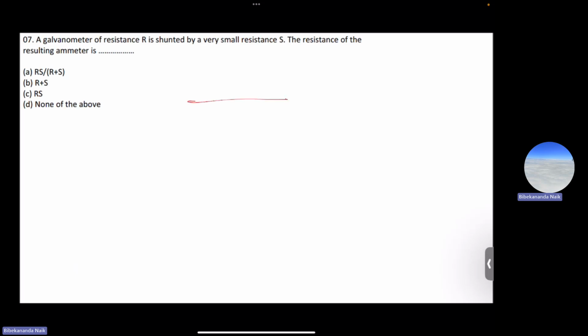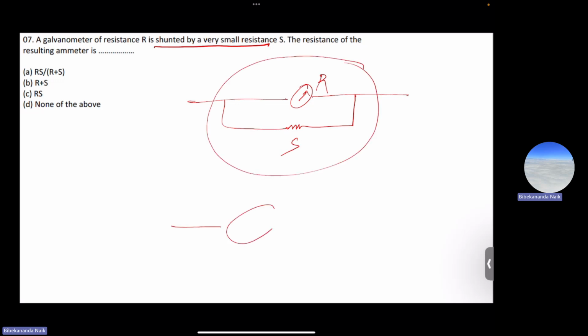Now we move to question number 7. Question number 7 says a galvanometer of resistance R is shunted by a very small resistance S, the resistance of the resulting ammeter. So we know when a galvanometer is connected to a shunt resistance, that is a small resistance in parallel, it is called shunted, which means connected in parallel. So this as a whole is called an ammeter. So what will be the resistance of this ammeter, R prime?